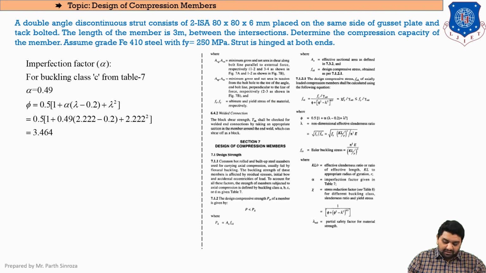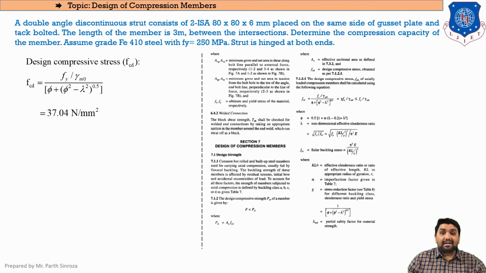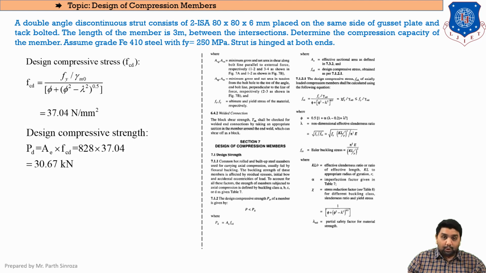Substituting everything again in the term FCD, the design compressive stress comes out to be 37.04, and the final value of our load, that is PD, comes out to be 30.67. Here we will be substituting the value of the effective area, clear? Not the gross area that we obtain from our steel table. So this is how you will proceed if a double angle section or strut is given, placed on the same side of the GP, and any of the three ratios fails in the section classification.